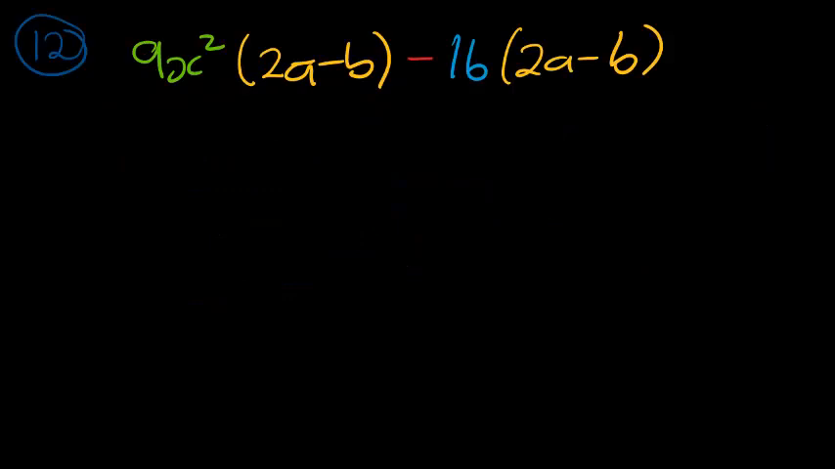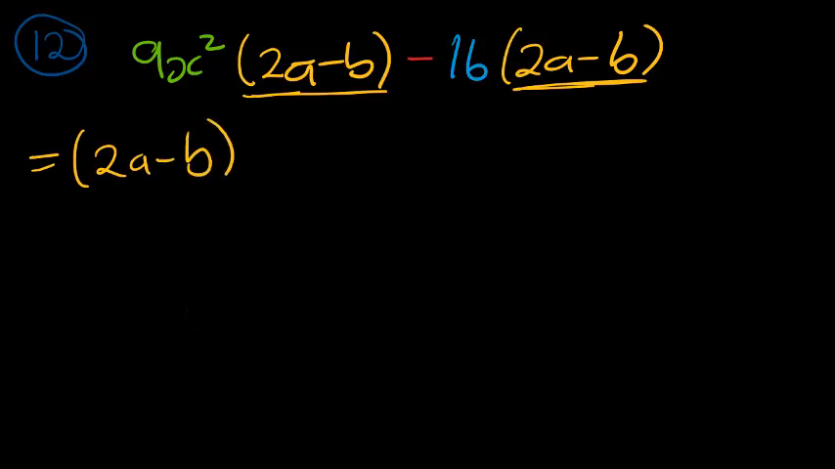Question 12: 9x squared, open bracket, 2a minus b, close bracket, minus 16, open bracket, 2a minus b. So what we're going to do here is look for our common factor. Immediately you can see that our 2a minus b is a common factor. So I'm taking that out. So this is equal to 2a minus b. That's the first thing I'm taking out. What is going to remain is 9x squared minus 16. That is what is left.